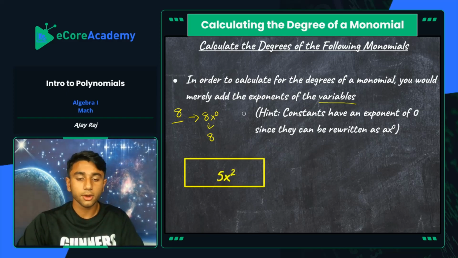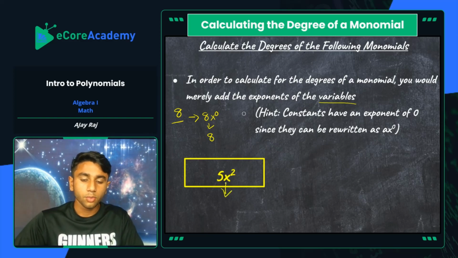So we have 5x squared here, say, for example, as our monomial. And as you can see here, we're going to take that 0 from our 5 and that 2 from our x squared. The 0 is going to obviously just drop out because it's a constant. And the only thing that's left is our exponent of 2 from x squared. So our degree is going to be second degree.